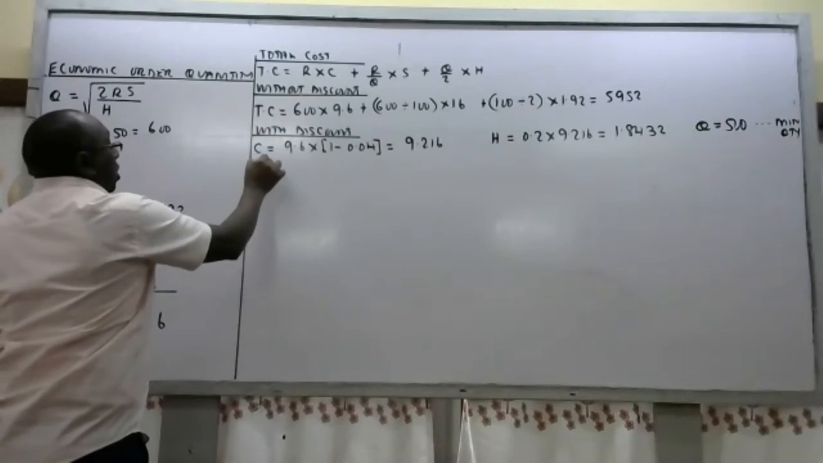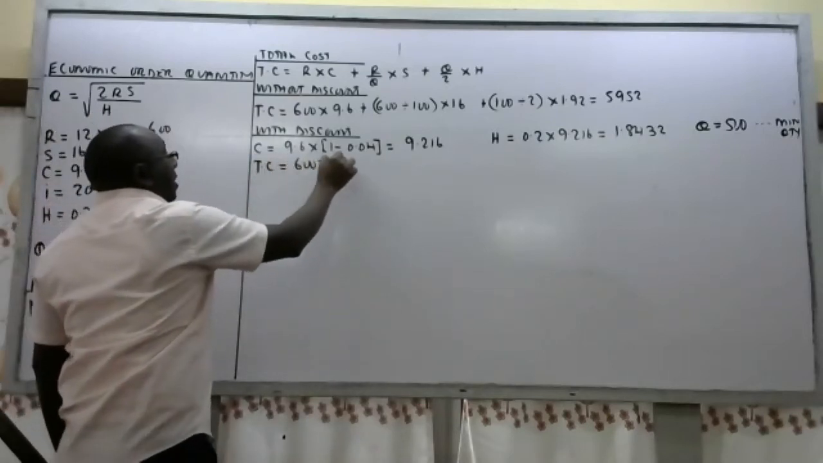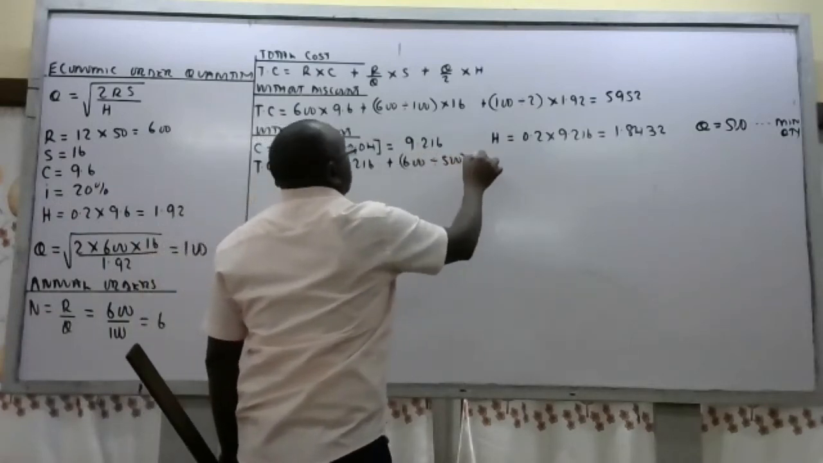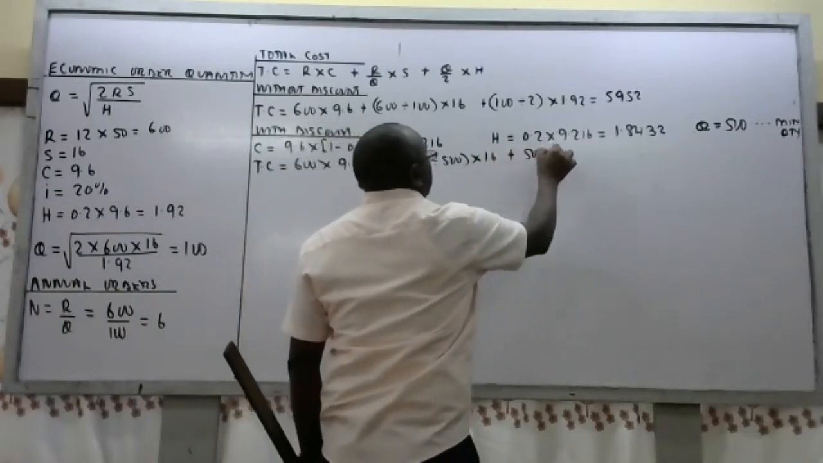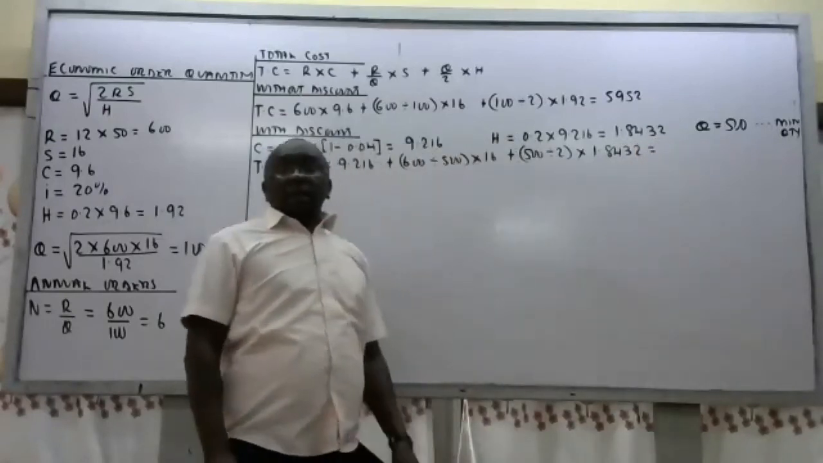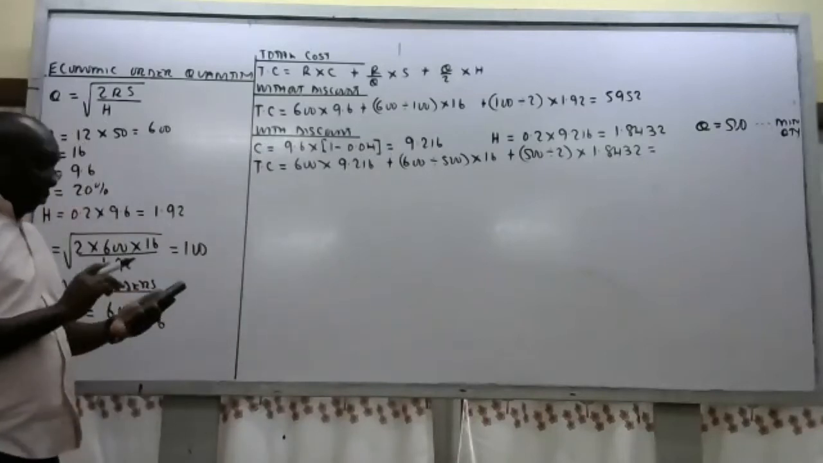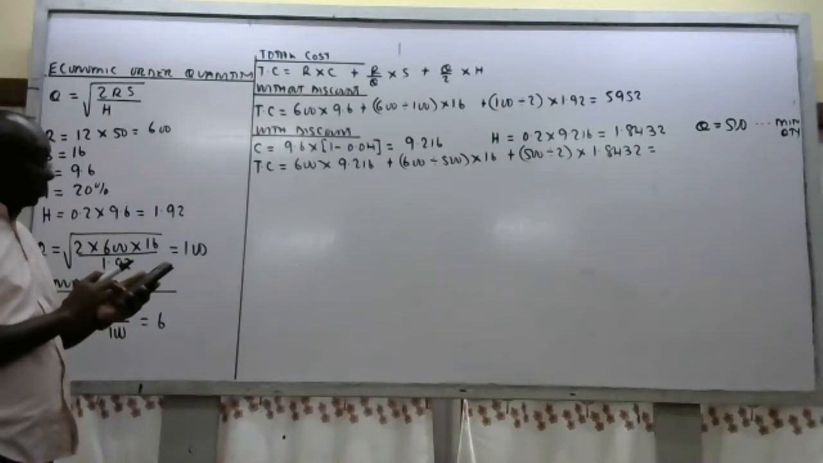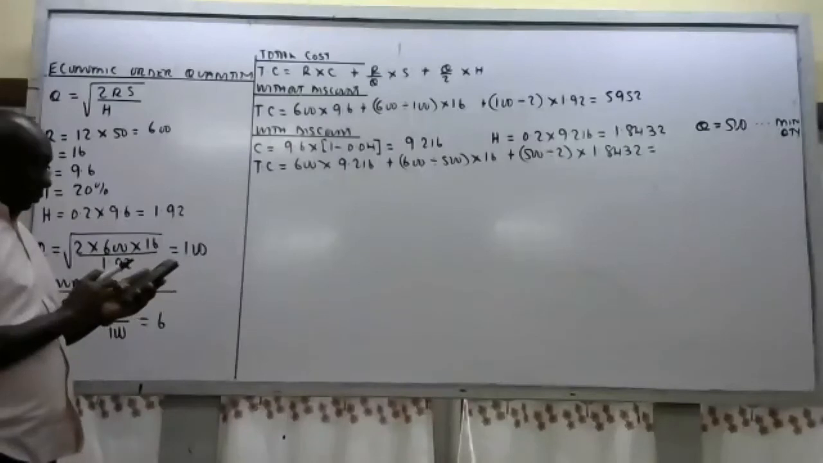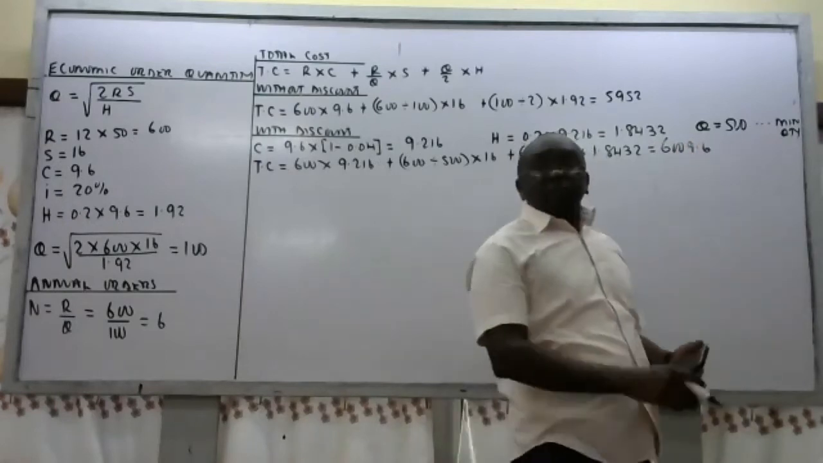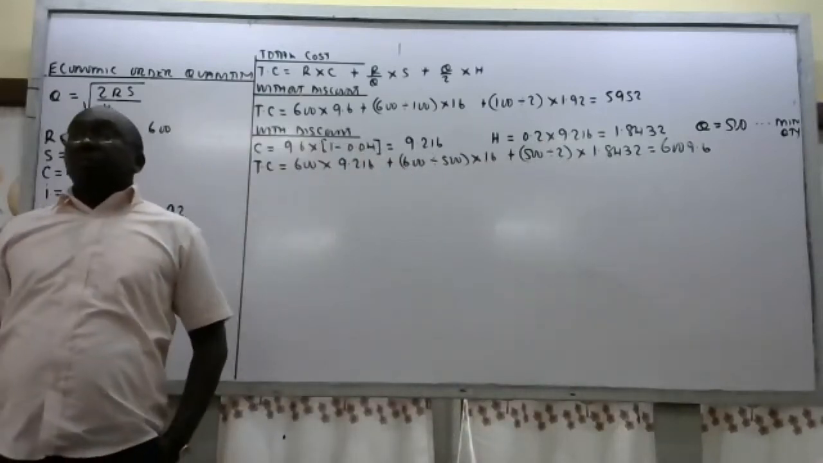So based on that, our total cost should be 600 multiplied by 9.216 plus 600, you divide by 500 multiplied by 16 plus 500, you divide by 2 multiplied by 1.8432. So work on that and tell me what is the answer. You're getting 6,009.6. Yes.